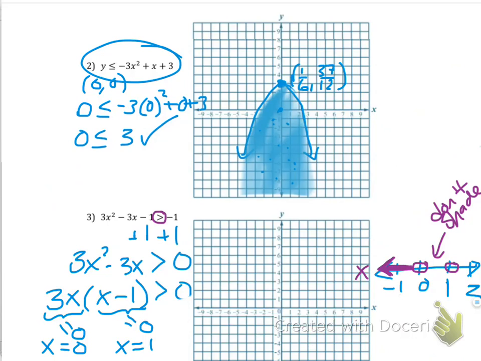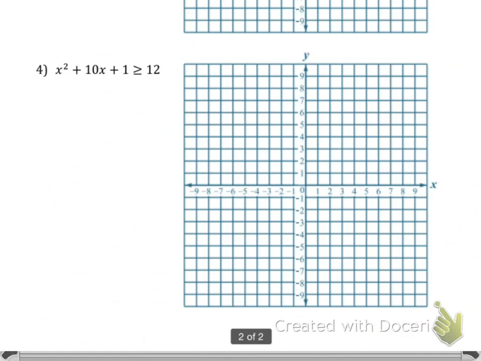And last but not least, we're going to pick something after 1. So let's pick 2, and we plug that in. We want to know, is 3 times 2 squared minus 3 times 2 minus 1 greater than -1? I've got 12 minus 9 is 3 minus 1 is 2. Greater than -1? Yes. So anything after 1 is going to work as well. Okay, so that's my solution set. So anything less than 0 and anything greater than 1 would be my answer to 3.